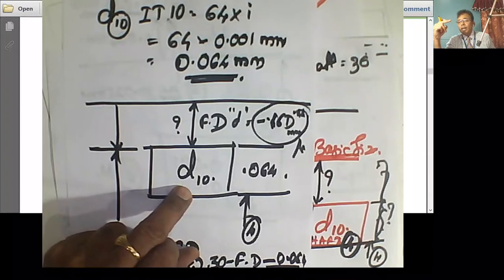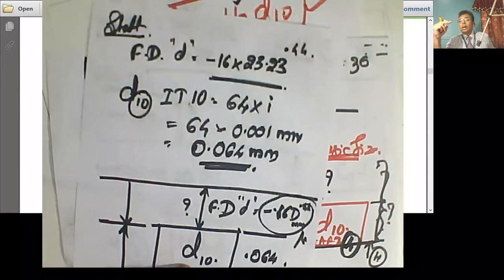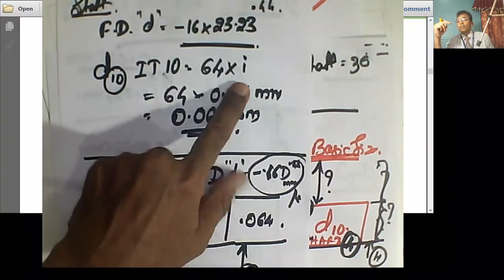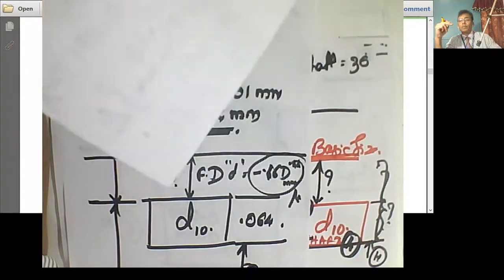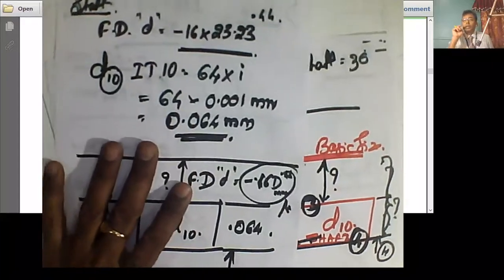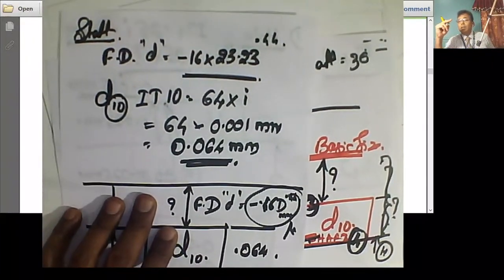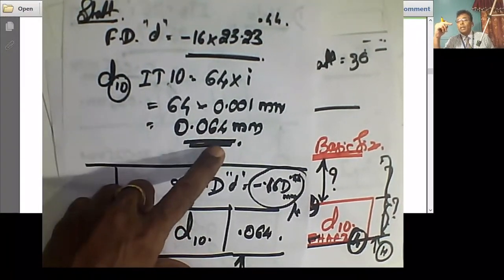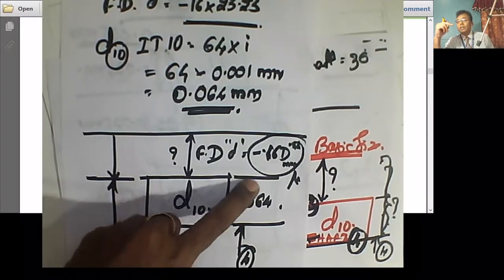Next, D10 means IT10 tolerance. IT10 is given as 64i. It is given in the numerical, you don't have to remember. It's already given in the problem. Find out how much is 64i. That is 64 microns. Write it here, 64.